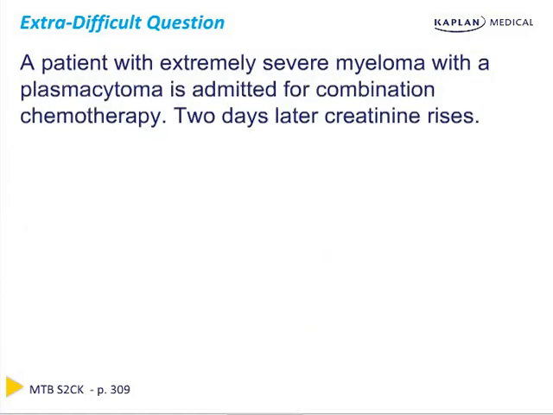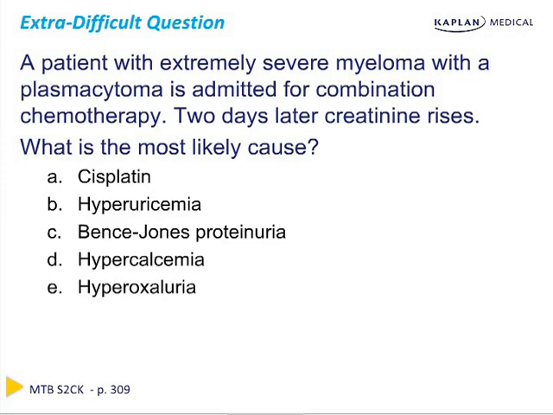Let's take a look at another extra difficult question. Here we have a patient with extremely severe myeloma and a plasmacytoma. They're admitted for initiation of combination chemotherapy, and 2 days after starting that chemotherapy, the creatinine rises. So which of the following is the most likely cause? Our answer choices are cisplatin, hyperuricemia, Bence-Jones proteinuria, hypercalcemia, or hyperoxaluria.